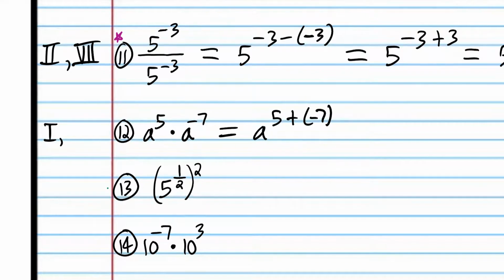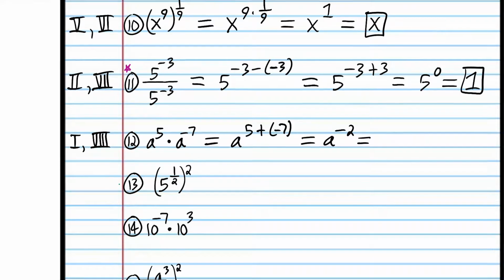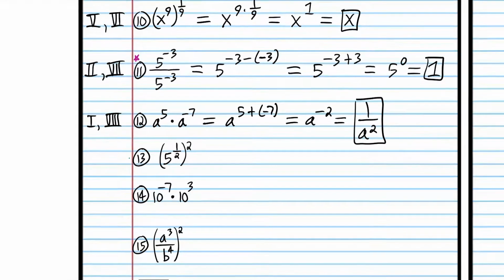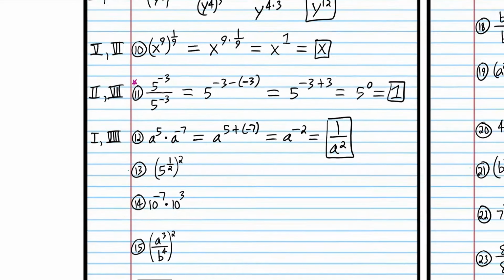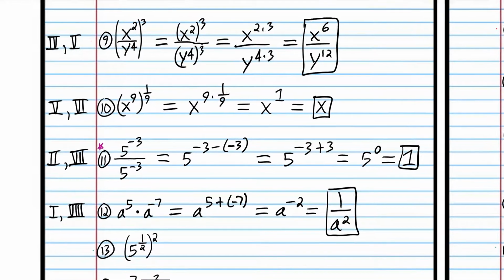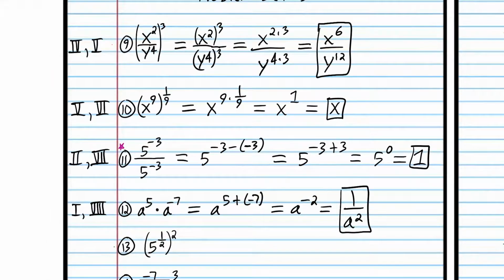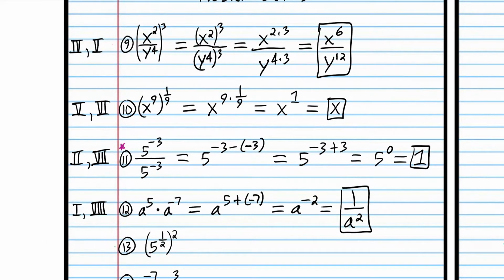You're adding the powers, so then we get 5 plus negative 7 is negative 2. But now we have to use rule number 8 to get rid of that negative power. We're not allowed to leave our answer with a negative power. So we get 1 over a to the 2nd power. All right, so now it's your turn. Try number 13 and use the previous 4 problems that we did to help you. When you come back, we'll do it together.